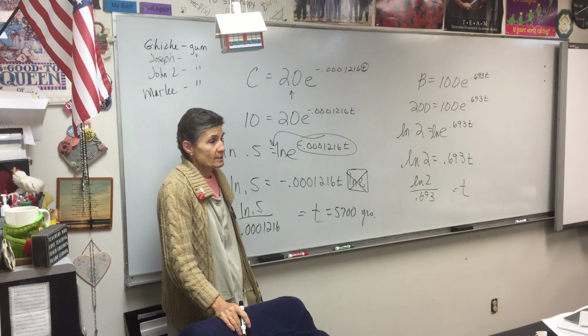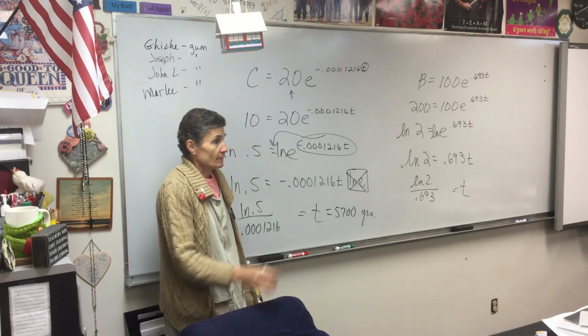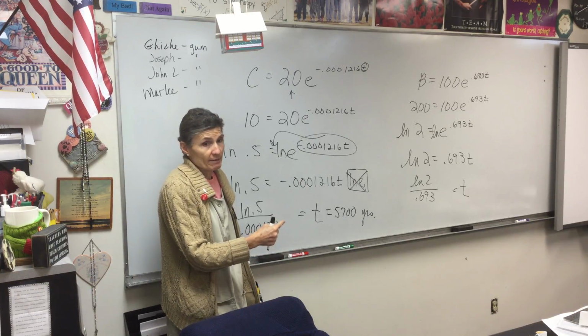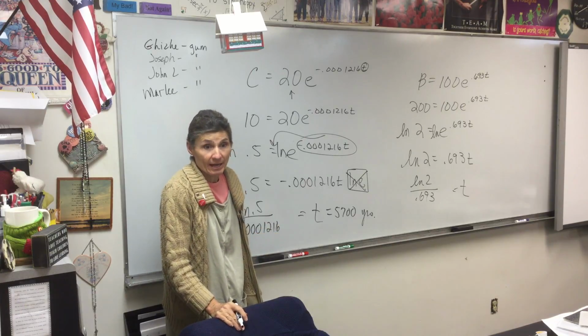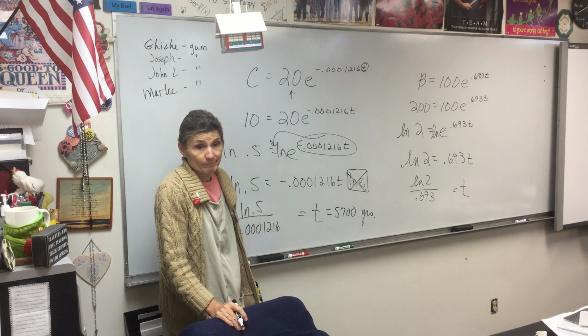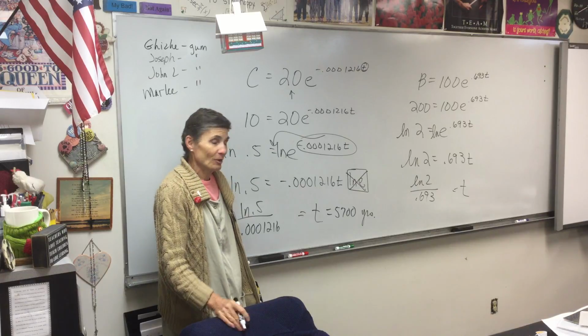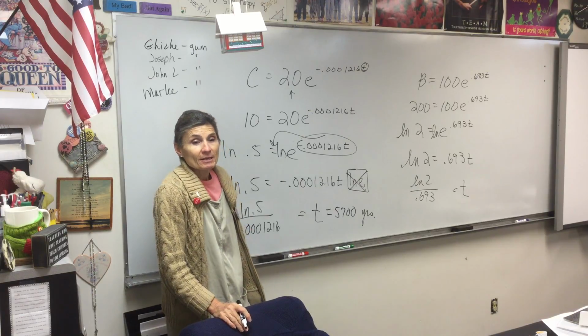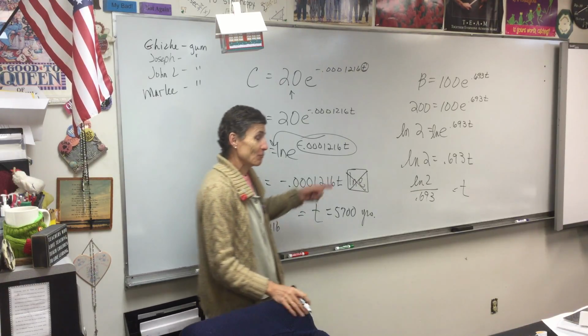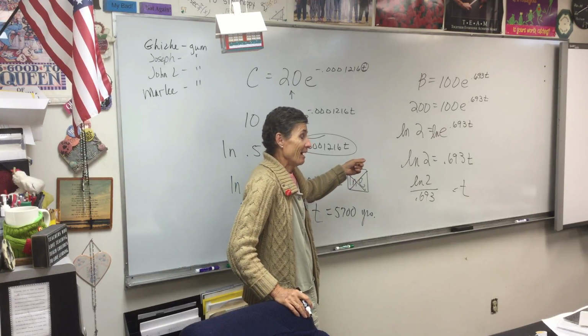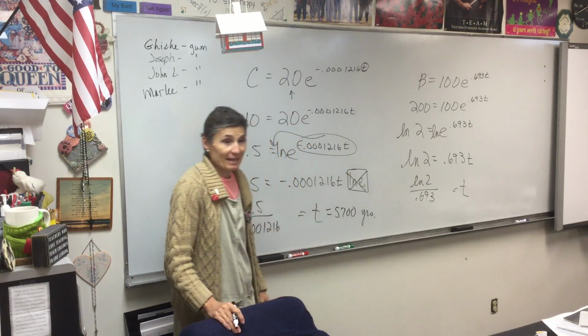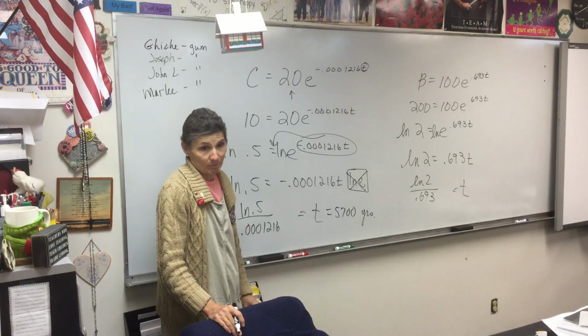Any of you ever had food poisoning? That's what they're doing. They're doubling really fast, because you're going to get sick really fast if you eat something bad. It doubles that fast. Different bacteria have different doubling times, but the ones that make you sick are going to double really fast.